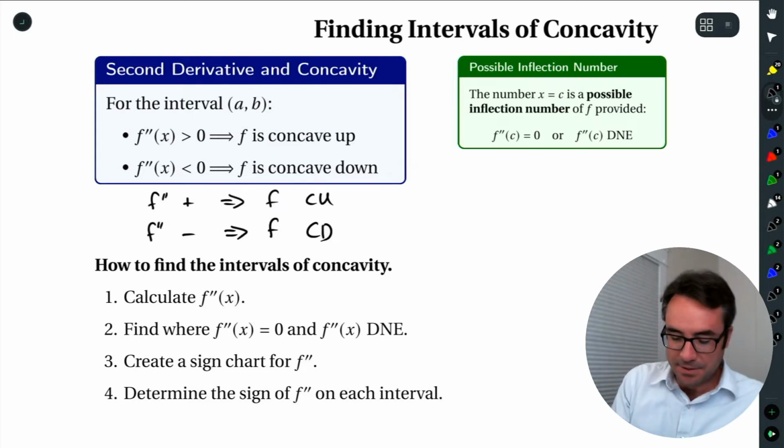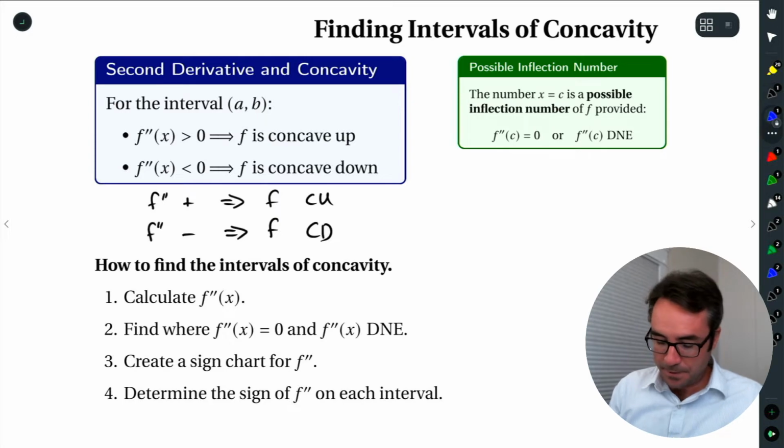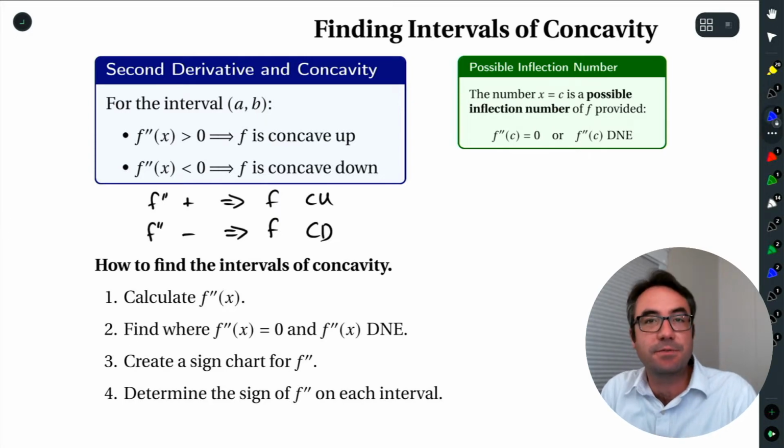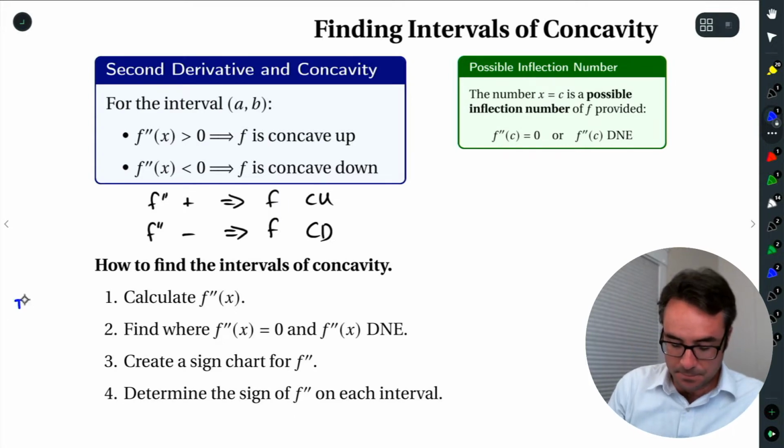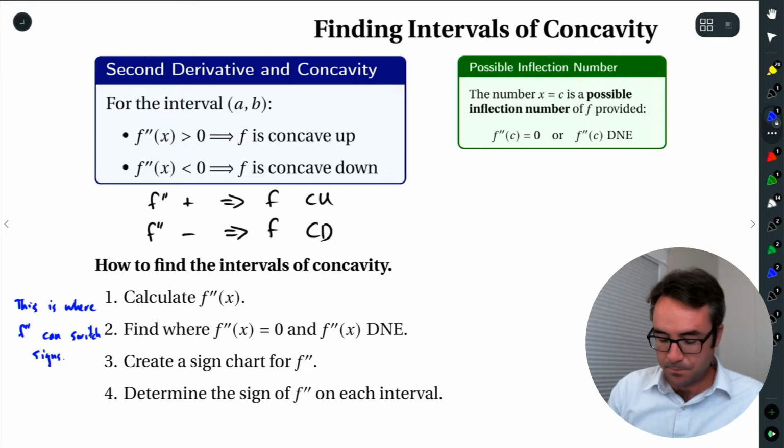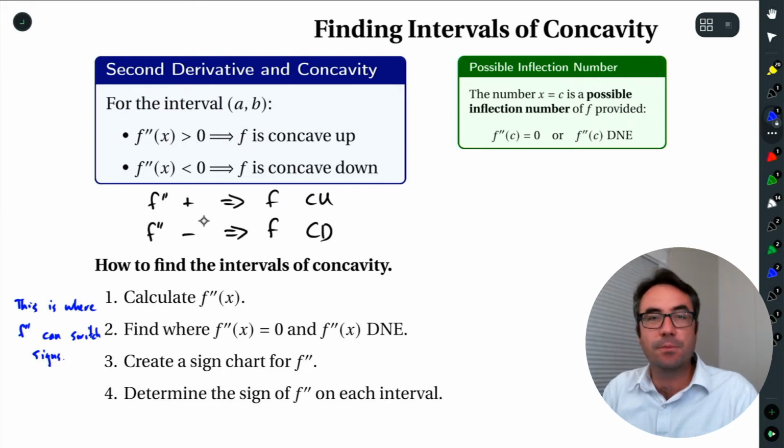That's one important thing to note here. Why are we interested in these places where f double prime is 0 or where f double prime is undefined? Well, that's where it can really switch signs. How do you go from positive to negative? Well, you either go through 0 or you jump over it and you're undefined.